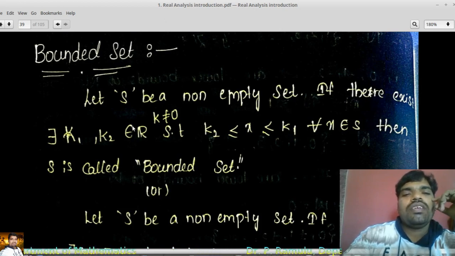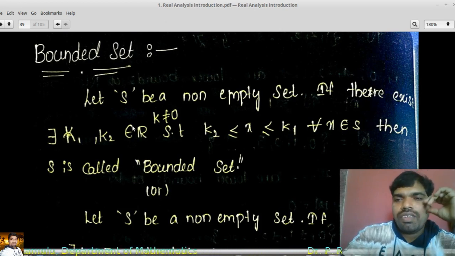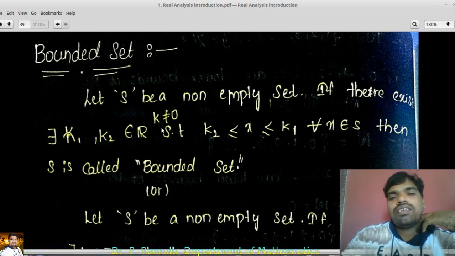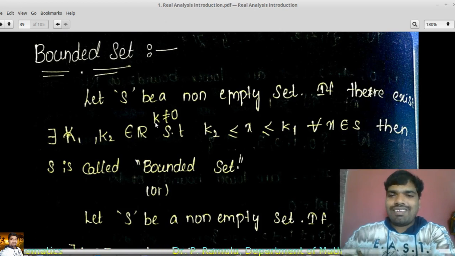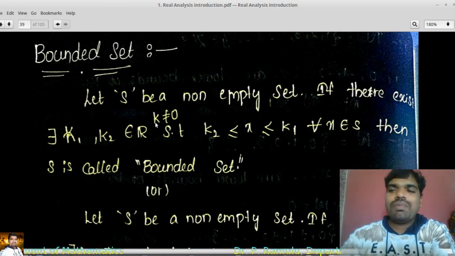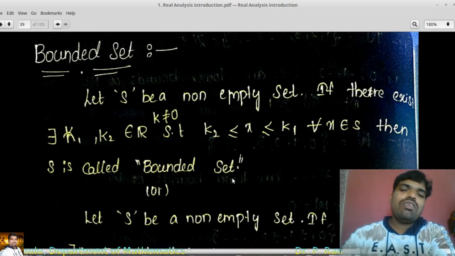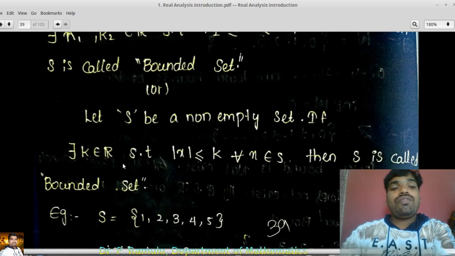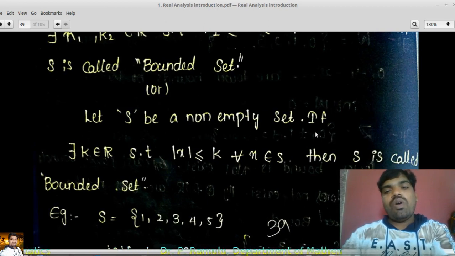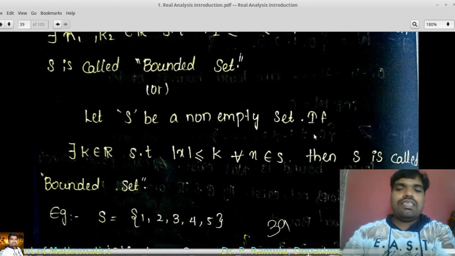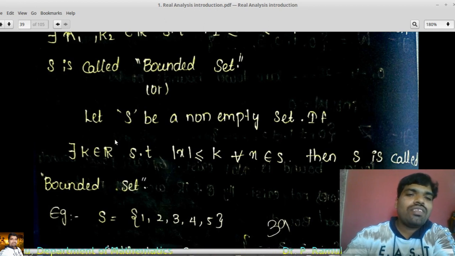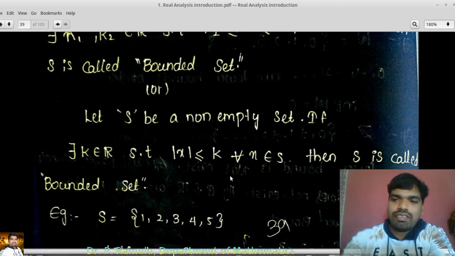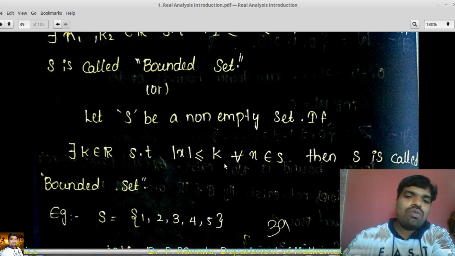So again I am repeating: let S be a non-empty set. If there exist k1, k2 belonging to R such that k2 less than or equal to x less than or equal to k1 for all x belonging to S, then S is called a bounded set. Or, the other definition I am taking here: let S be a non-empty set. If there exists k belonging to R such that mod x less than k for all x belonging to S, then S is called a bounded set.